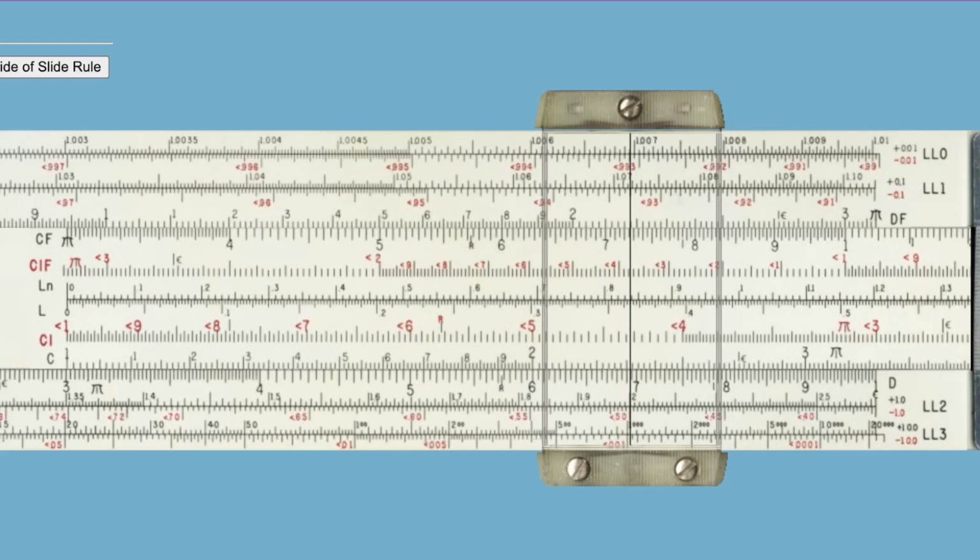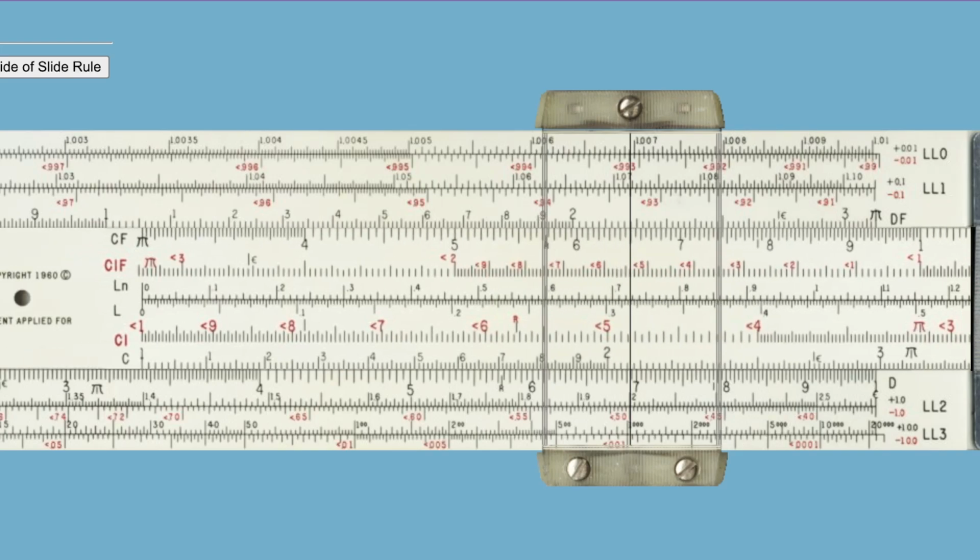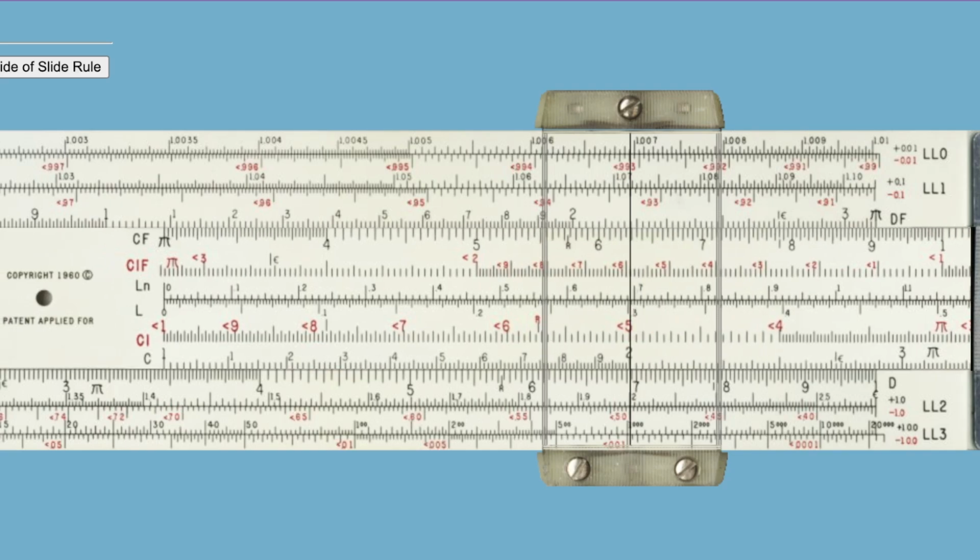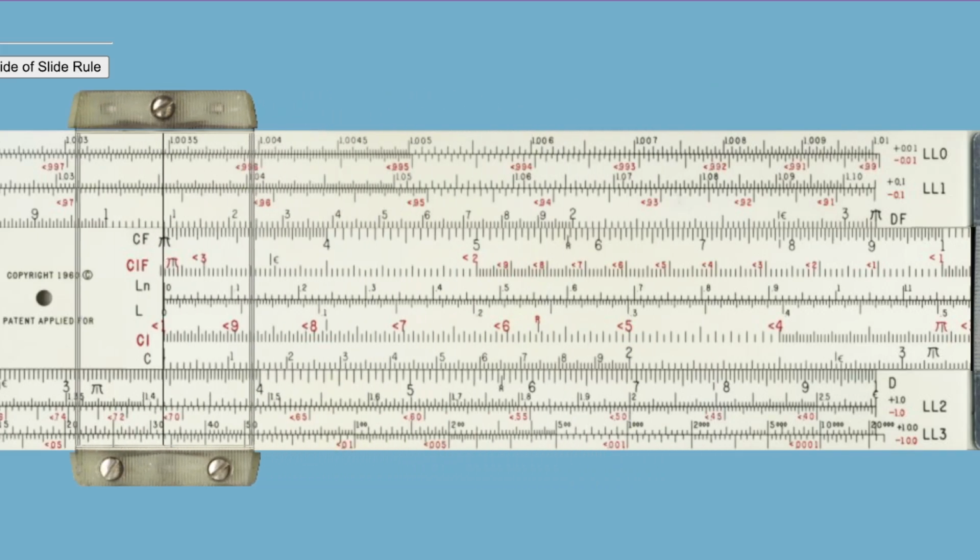What interest rate would we need to have if we wanted to double our money in 20 years? Well, all we have to do is bring the 2 over here, directly over the 2 on the LL2 scale, and then we read back here and we see our interest rate, which is going to be about 3.47%.